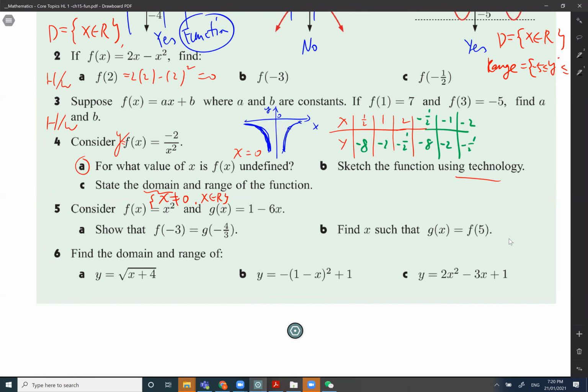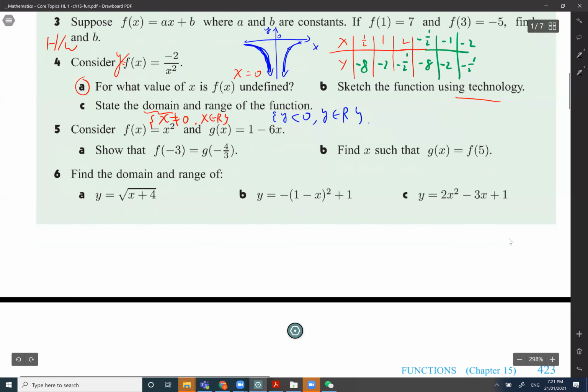Based on the graph, we know the range. Eden, what's the range? It's about y in R. Y is always smaller than 0. Very good. Y is a real number. Katrina, any question? No. Cool. Homework. Number 5 is just substitution, so homework.